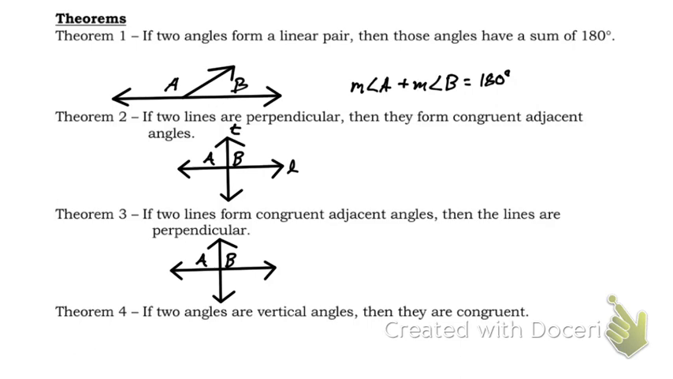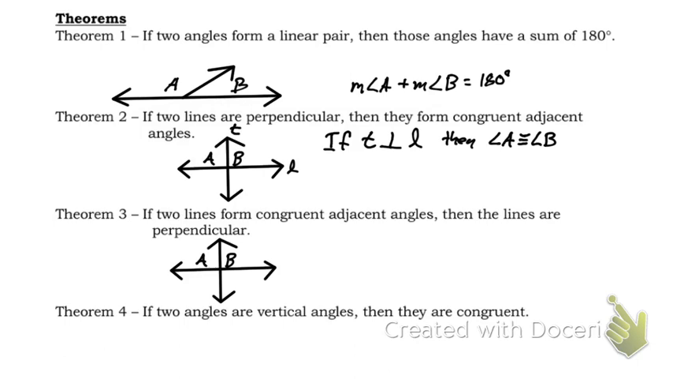So this theorem says, if T is perpendicular to L, then angle A is congruent to angle B. If two lines are perpendicular, then they have congruent adjacent angles. And in fact, what are the measures of those two angles then? Yeah, together 180 degrees. So each one's going to be 90.